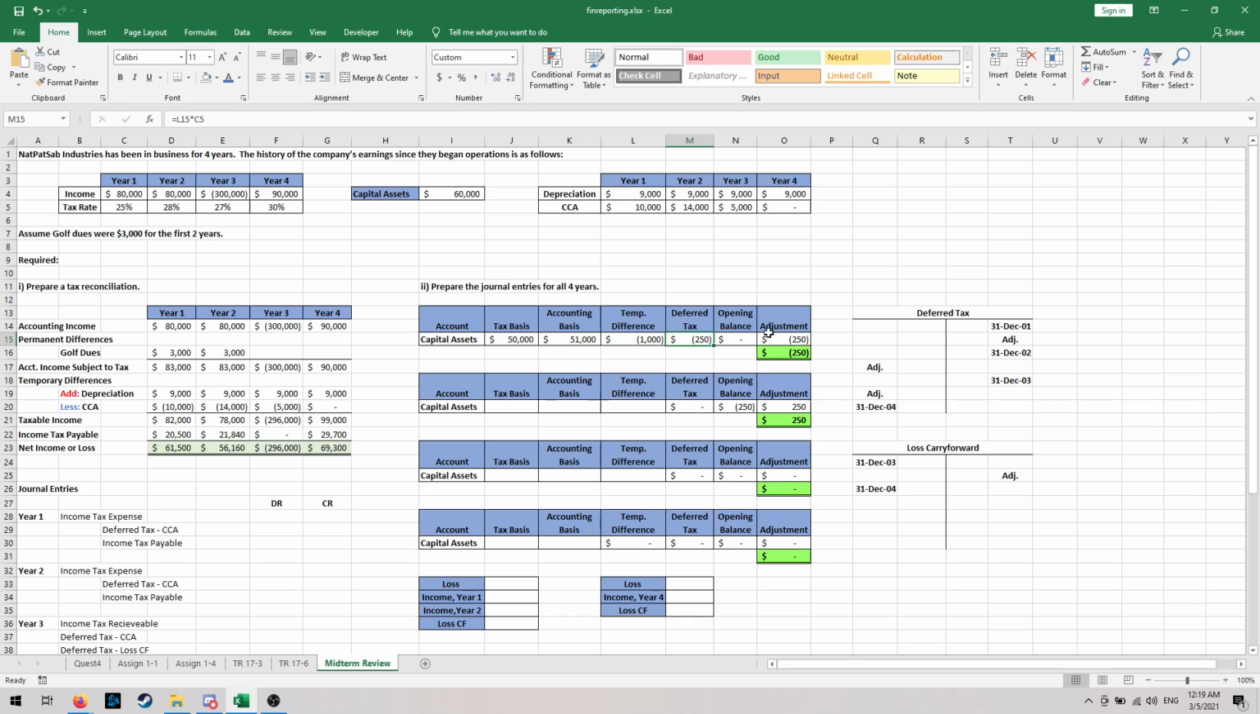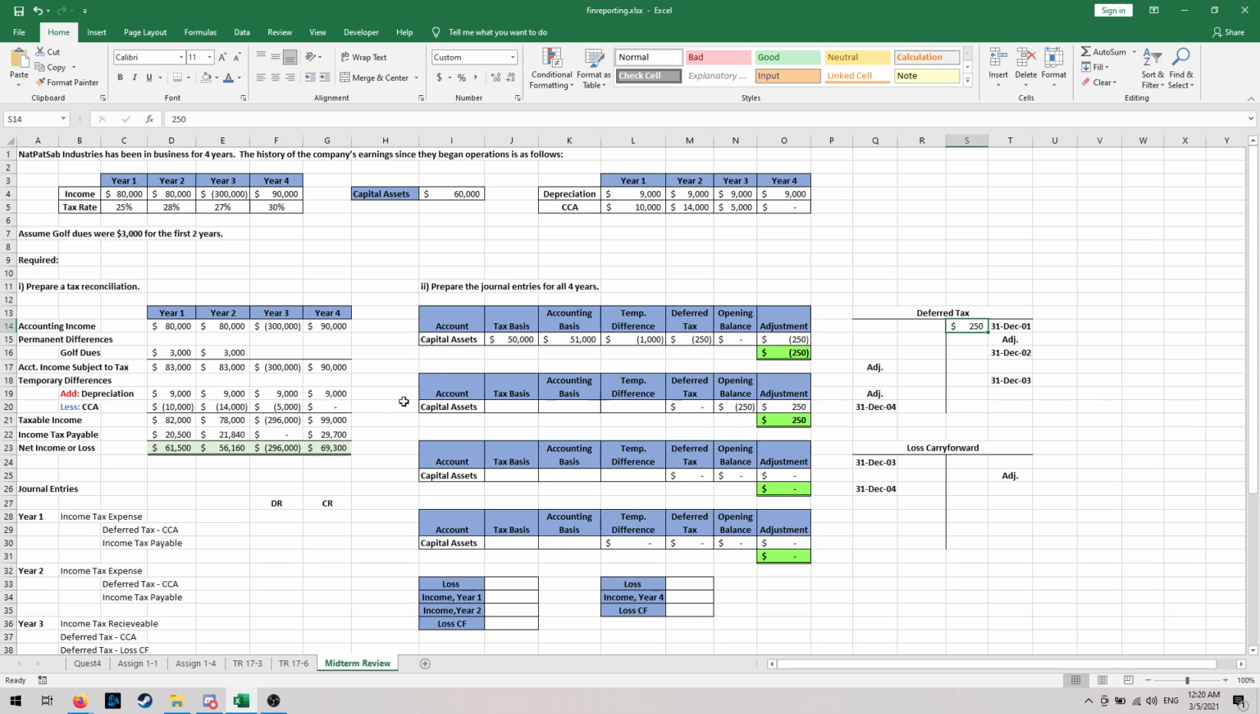So now, to account for this, because we legally have to, we open this deferred tax T account, and on our closing date, the 31st of December 2001, we effectively make both our first entry and our adjustment for that year. We put a $250 credit balance in this account to symbolize the liability we owe to the government. And this 250 becomes our opening balance in the next period, or the next year in this case.